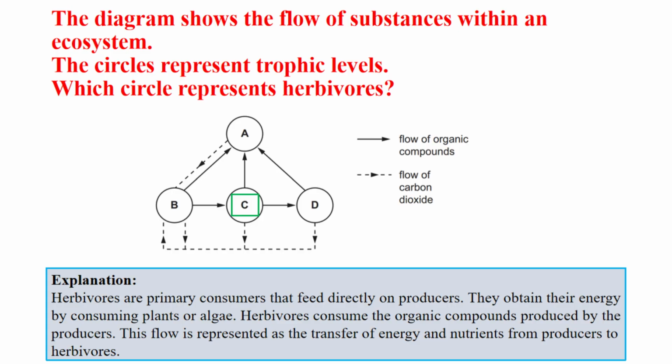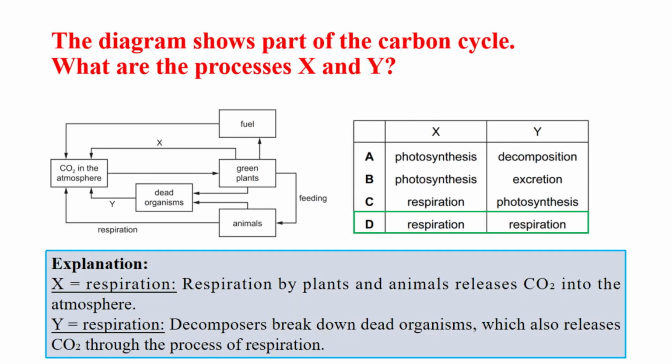balance of carbon dioxide. To summarize, circle C represents herbivores, which are vital for transferring energy from producers. They fit into the larger picture of how organic compounds and carbon dioxide flow through ecosystems, supporting the balance and health of our environment. Moving on, we'll explore a question about how carbon moves through the environment, and by the end, you'll be a pro at understanding these processes.